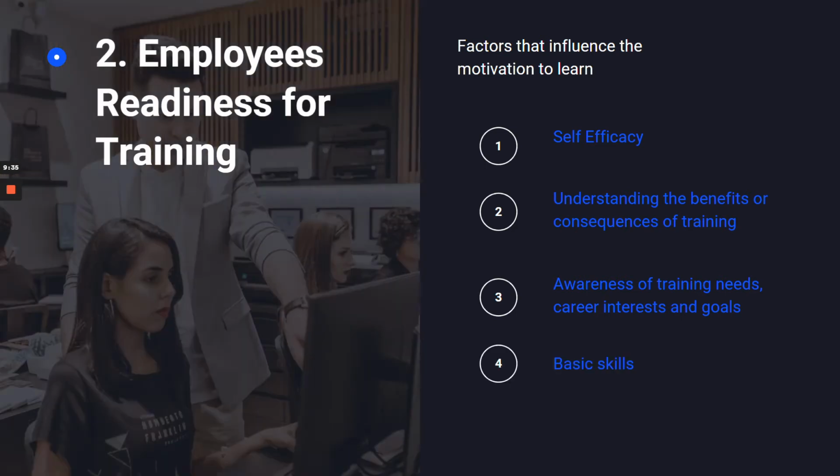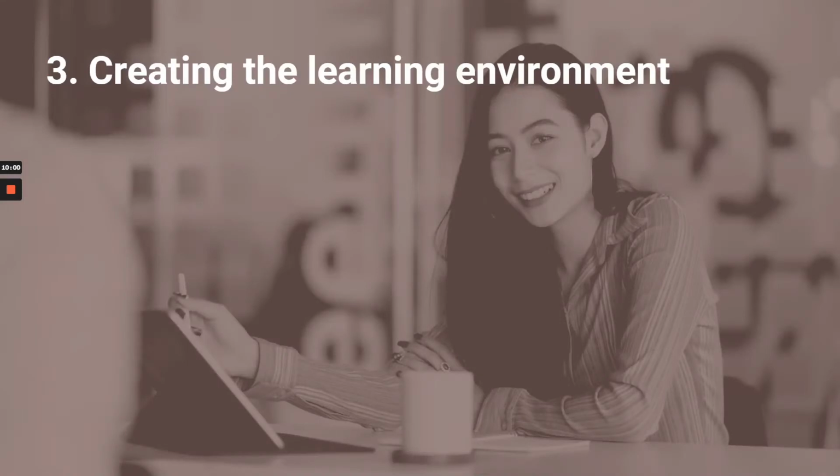And then also the basic skills. So basic skills, this refers to the degree of the employee's desire to learn, the cognitive ability, reading and writing skills, and other technology changes necessary in the work environment. Okay, so that will also affect their motivation. And the third process is creating the learning environment.